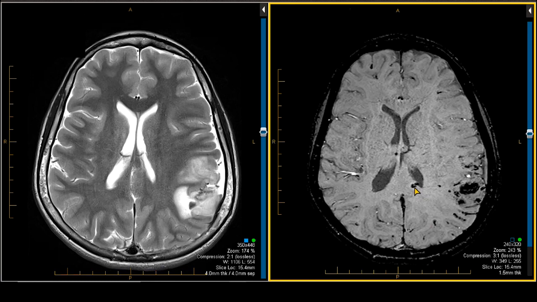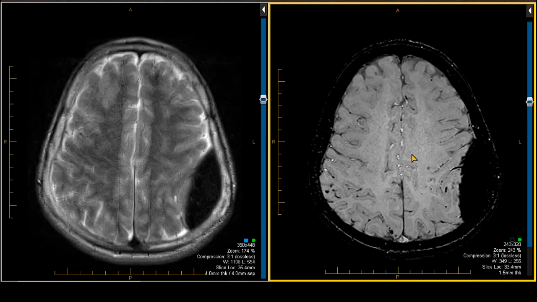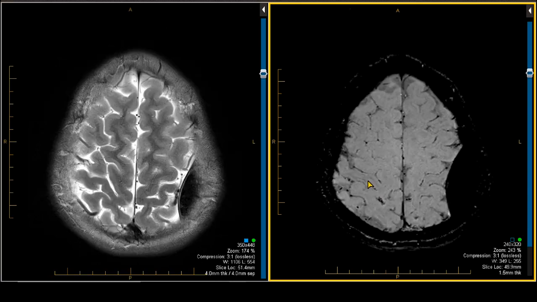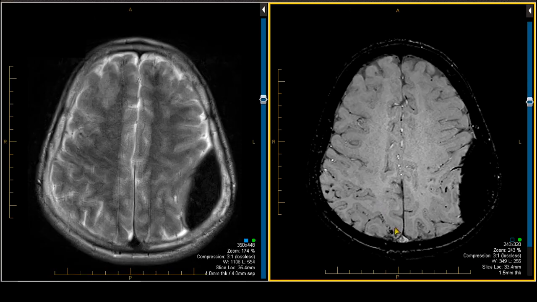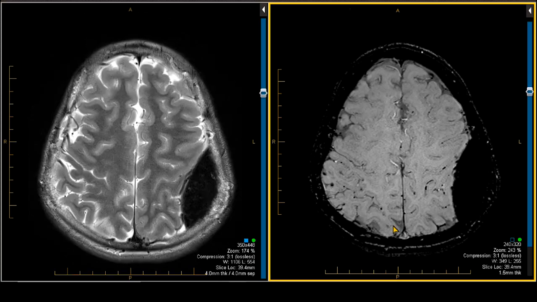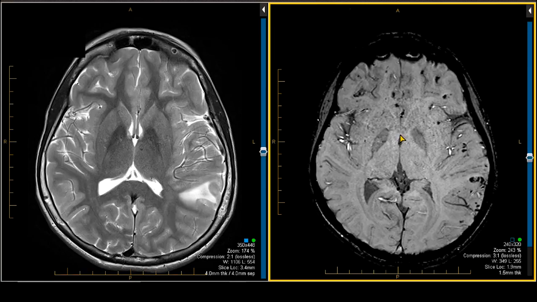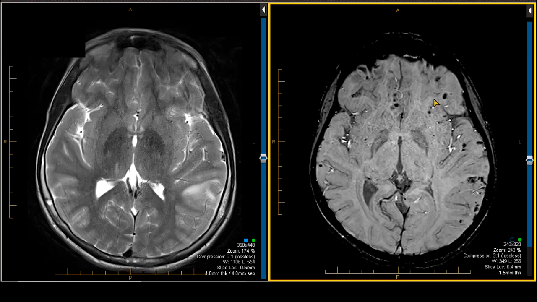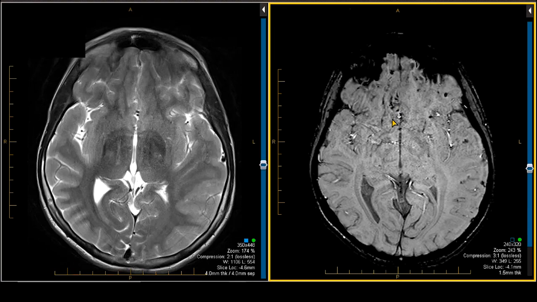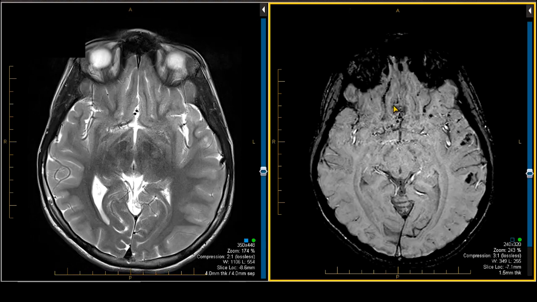Here's a hemorrhage in the splenium of the corpus callosum. Here is hemorrhage in the subcortical white matter of the parietal lobe, as well as the more posterior parietal lobe. And as we look further inferiorly, look at the frontal lobes. Lots and lots of these black dots all over the place. This is our gyrus rectus region, and there's blood products along the posterior gyrus rectus.